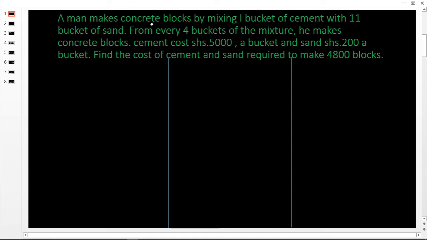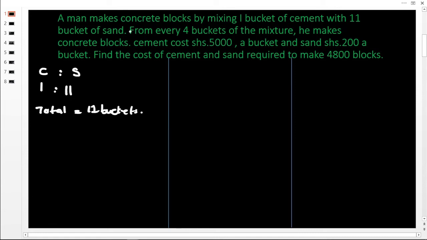A man makes concrete blocks by mixing 1 bucket of cement with 11 buckets of sand. So here we have a mixture of cement and sand. Cement takes 1 bucket, then sand 11 buckets, meaning that this mixture is made up of 12 buckets, the total buckets this mixture requires. So we have finished that.